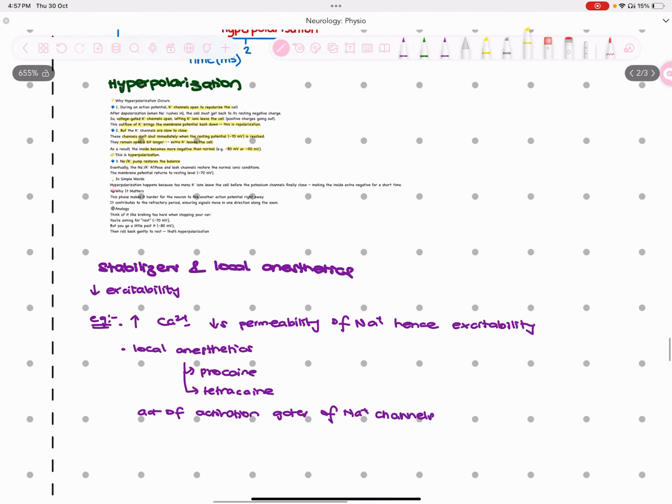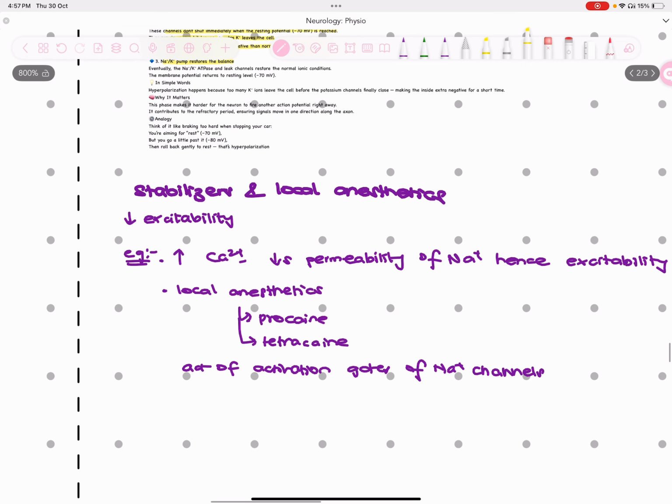And the last thing is about stabilizers and local anesthetics. I told you previously that if you have hypocalcemia, sodium becomes more permeable, the cell becomes more excitable, tetany, right? The opposite of that is a stabilizer, in which there is lower excitability. If there's hypercalcemia, if there's more calcium, there's less permeability of sodium, hence there'll be lesser excitability.